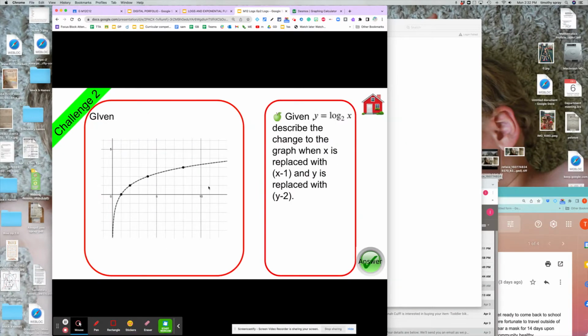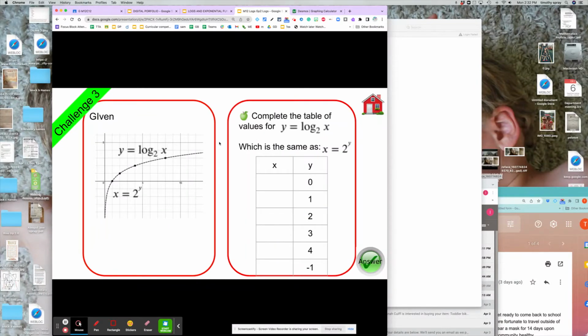Let's continue. So you'll be asked to graph these with transformations. So if we took this graph here, describe the change to the graph when x is replaced with x minus 1 and y is replaced with y minus 2, what would happen? Of course, pause the video and answer that for yourself. It would, of course, translate 1 unit to the right and 2 units up. So there you go.